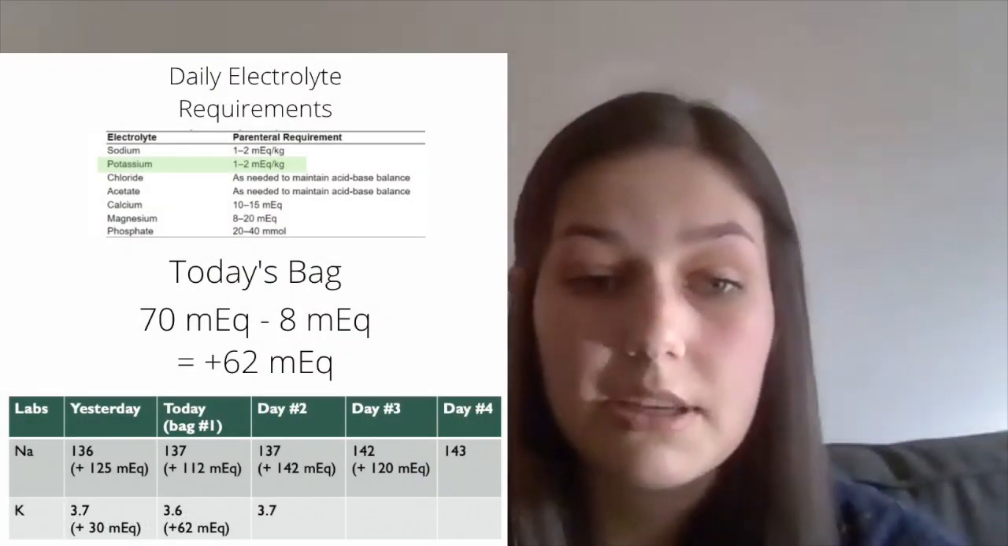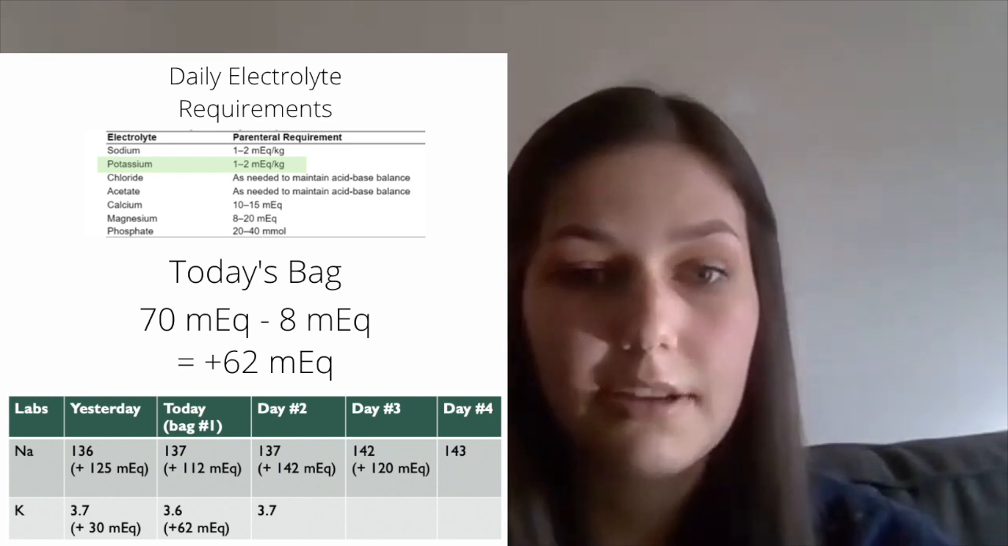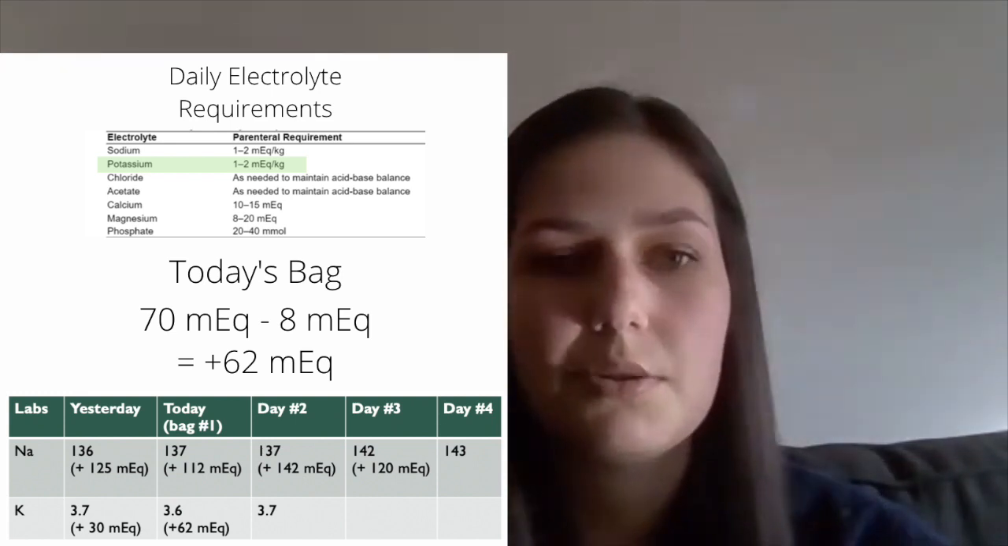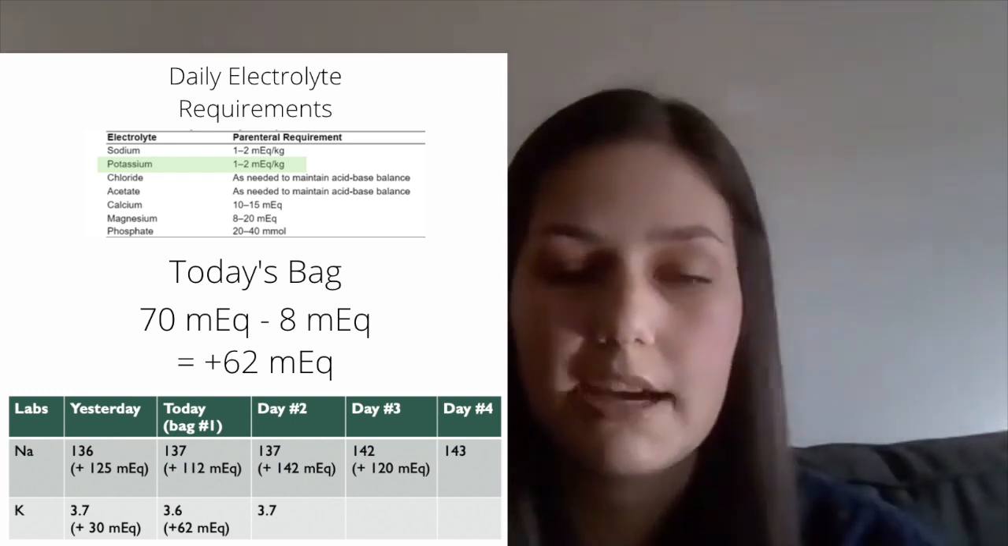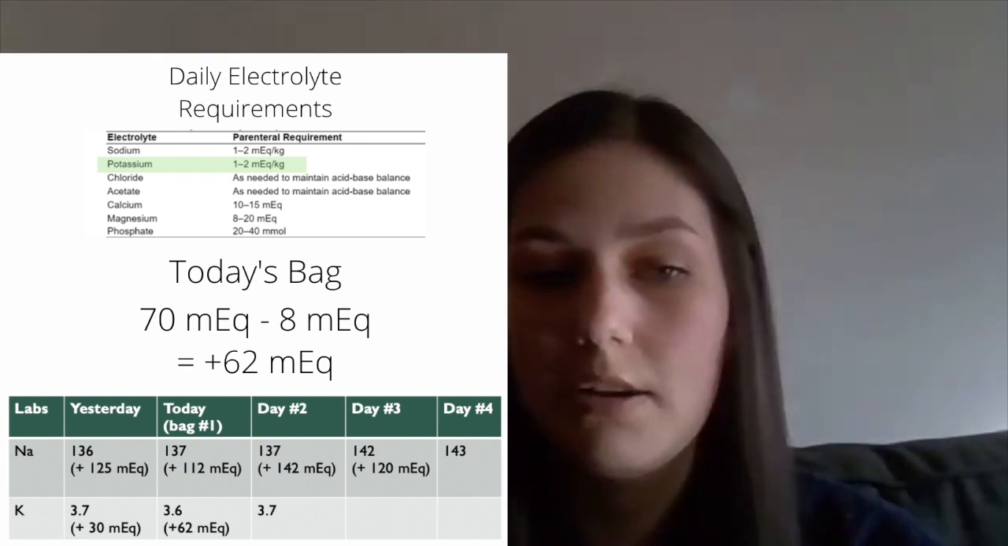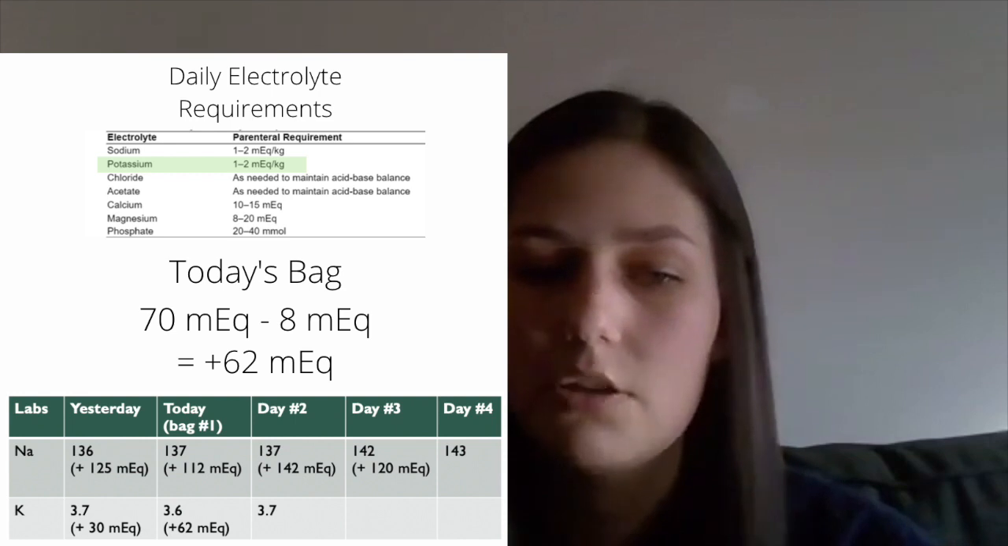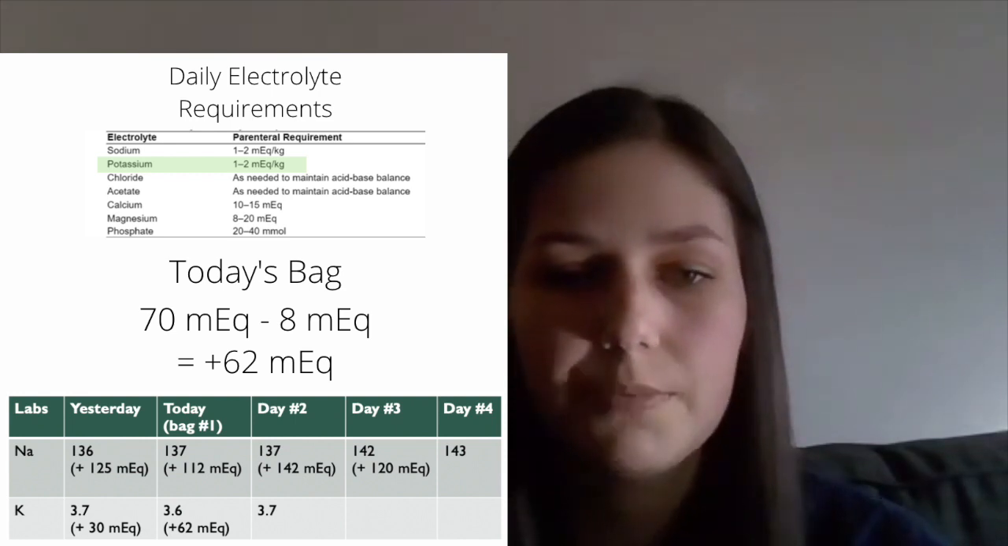In bag number 1 of our TPN, which will hang today in reference to our labs table, we chose to put 70 milliequivalents of potassium, or approximately 1 milliequivalent per kilo, which is on the lower end of that dosing range if we refer back to our dosing table.